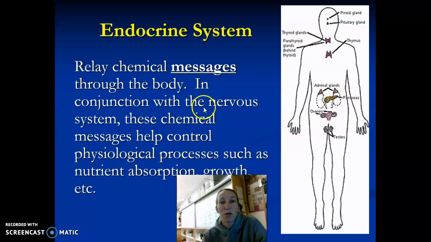Once that hormone's released, it tells the body it should be doing something, so it sends a message. These chemical messages help control physiological processes such as nutrient absorption and growth. So when do we need to take in these nutrients, either from the blood or from the digestive system? Hey, it's time to grow the cells big enough that we can divide and start mitosis. So lots of things. Endocrine, hormones.